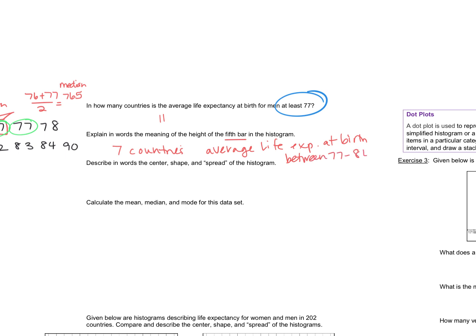77 and 84. Now, what's the center, shape, and spread of this histogram? Well, it's also roughly left skewed, just like the one that we had for women. And the range is still from 49 to 91, which is a range of 42 if you subtract those.